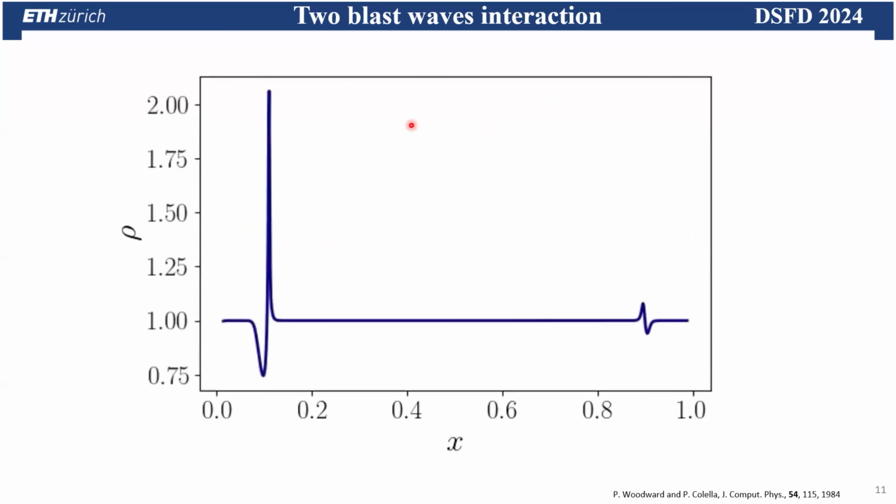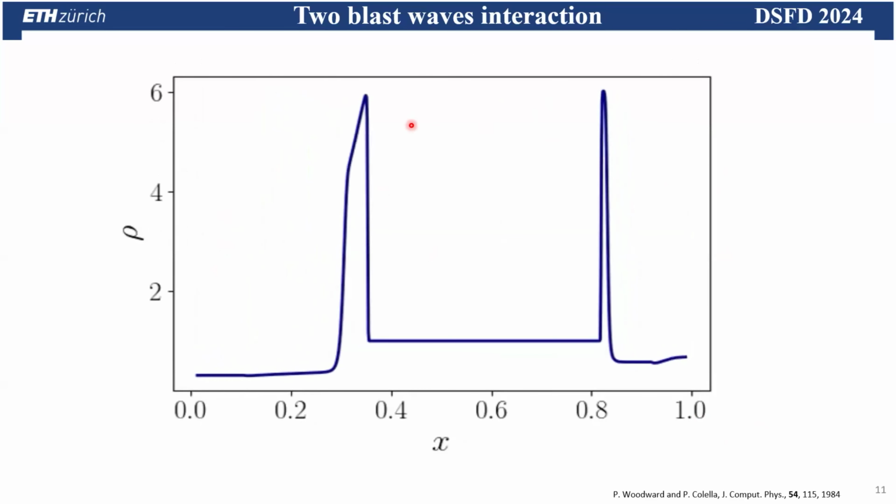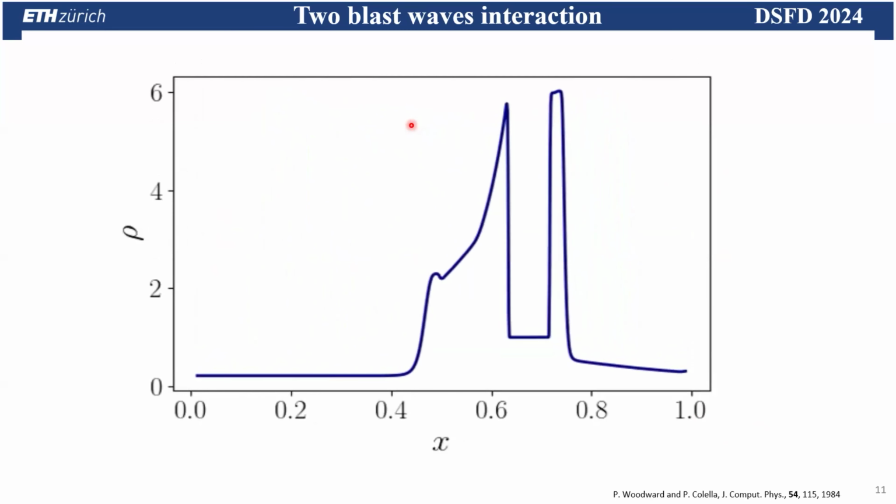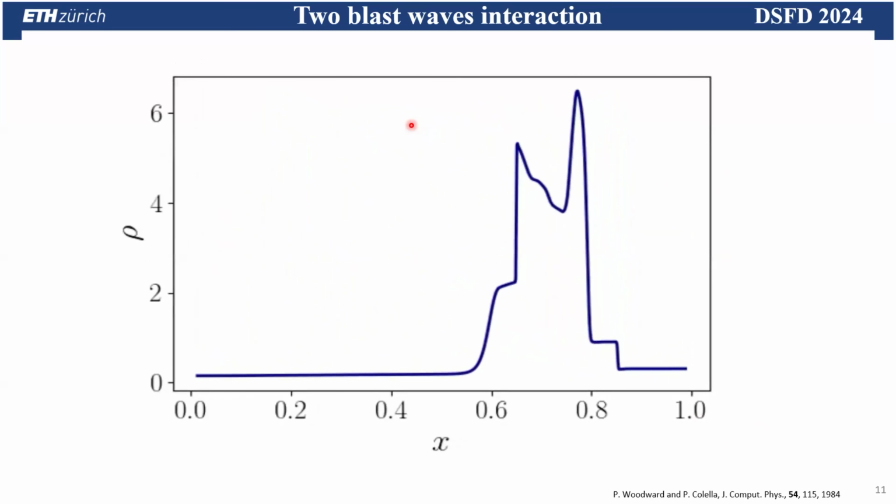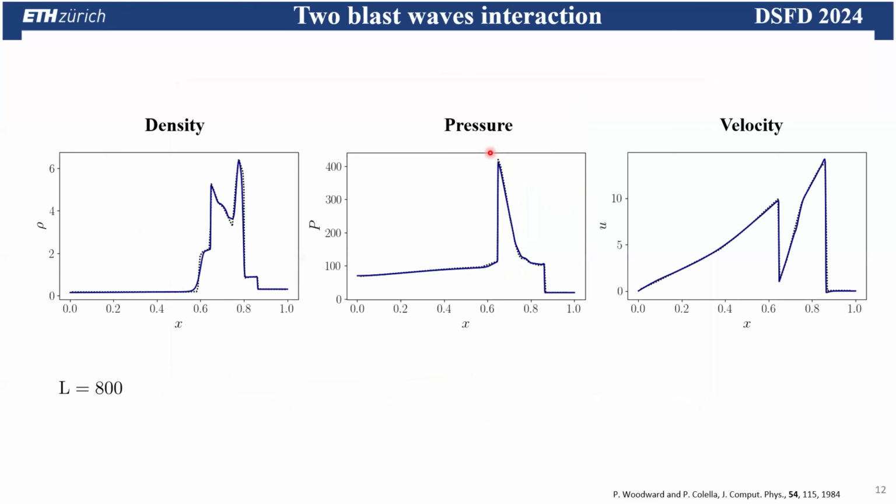And this setup develops two strong blast waves which interact in a complicated manner, and especially in the time of the collision, we have very strong gradients that emerge. And this is why this specific benchmark is a typical benchmark for probing robustness and accuracy. So here we can see the results for a resolution of 800 points, where in general we see quite good agreement with the reference.